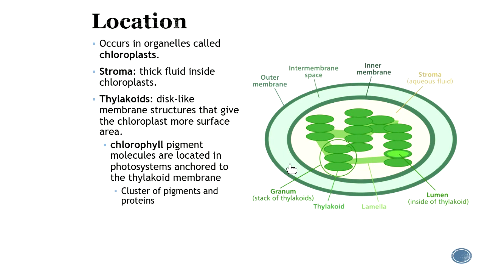A group of them together is called the granum. Outside the thylakoids, there's going to be the stroma. This is where the dark reactions are going to happen. Now, chlorophyll, the pigment that we're talking about that makes plants show up as green, is going to be in the thylakoid membranes. They're clusters of pigments and proteins. That's where it's gathered at.